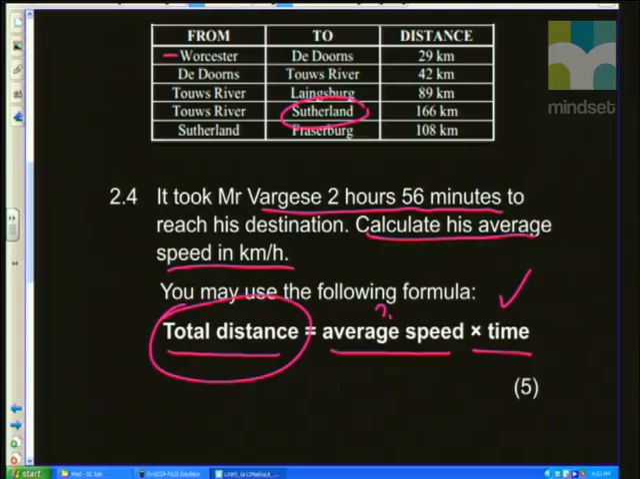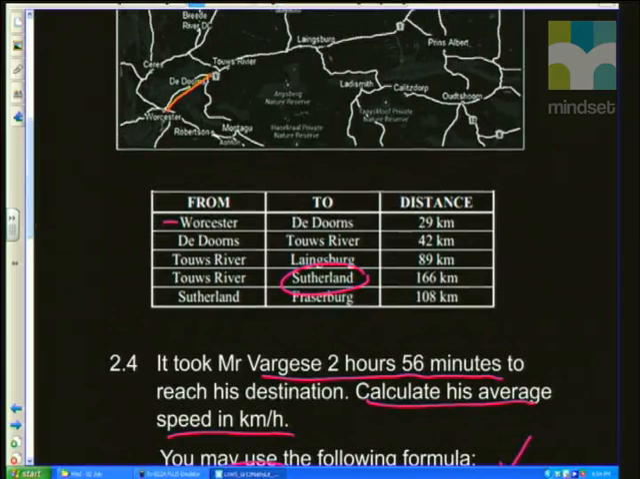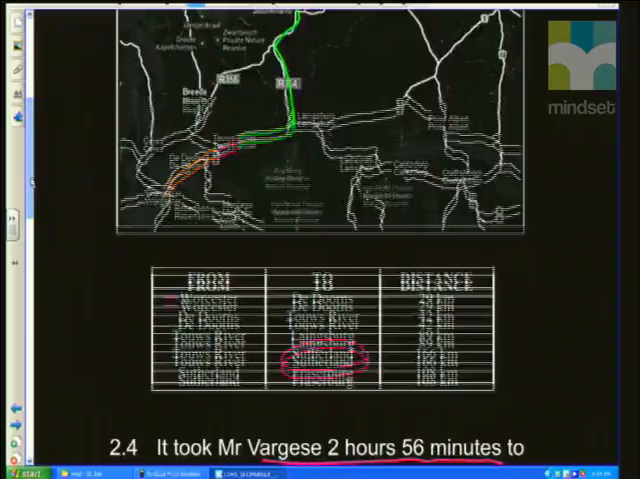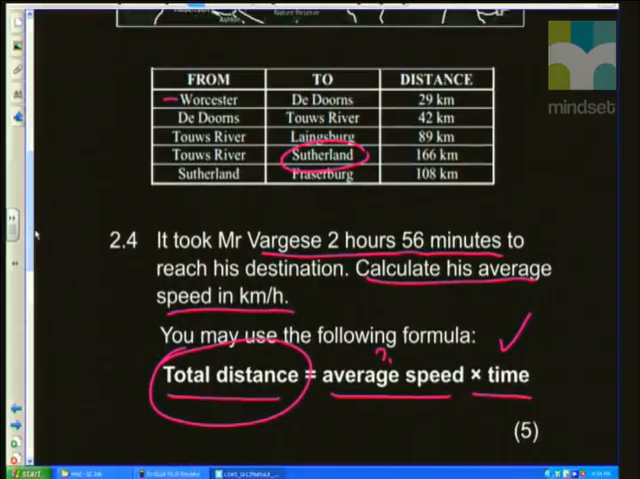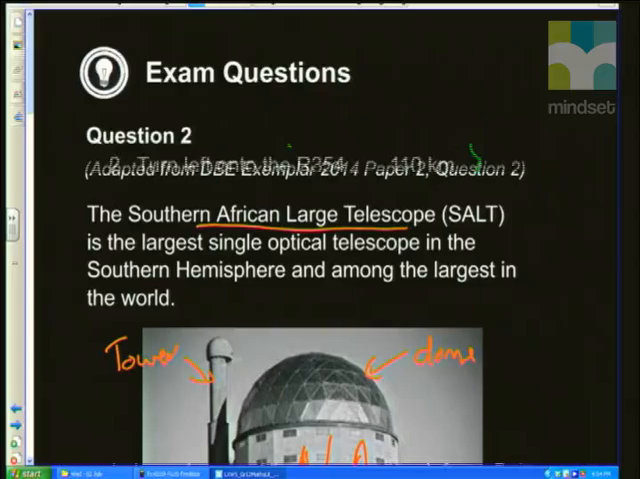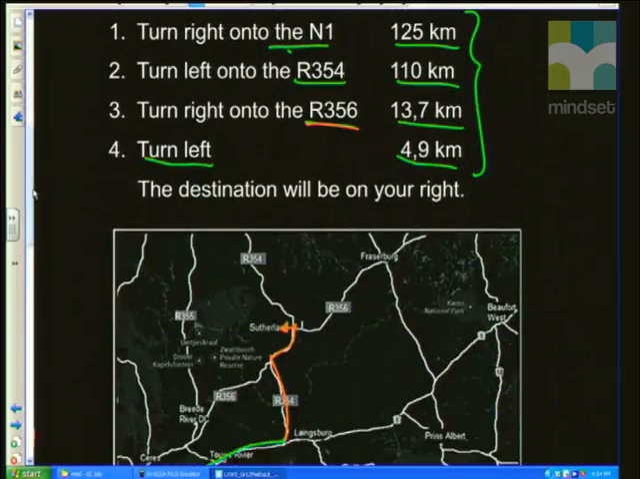Let's go back to the map. We remember he started at Worcester, and he passed through this little town called De Duins, and then he went from De Duins to Touws River. From Touws River, he went all the way to Sutherland, and we marked this on the map. If we were really careful, we would recognize that we could have added up the figures we were given in the instructions, or the figures on this table here. There are different ways of doing it, and it gives us a double check. I'm going to use these figures here, because that's what the directions he was given, and let's hope that he followed the directions.